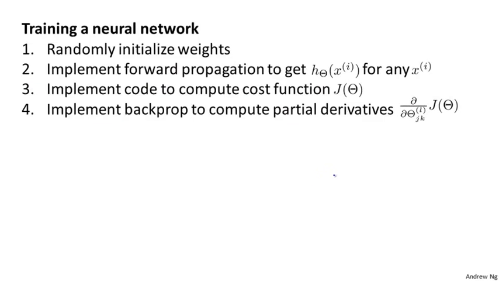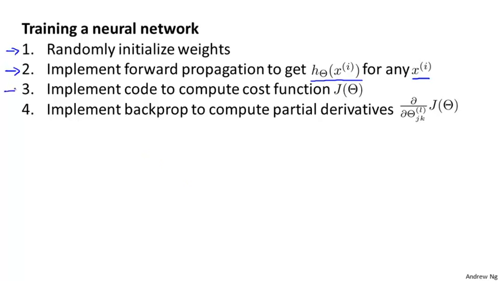Next, here's what we need to implement in order to train a neural network. There are actually 6 steps: I have 4 on this slide and 2 more steps on the next slide. First step is to set up the neural network and to randomly initialize the values of the weights. And we usually initialize the weights to small values near 0. Then we implement forward propagation so that we can input any input x to the neural network and compute h(x), which is this output vector of the y values.